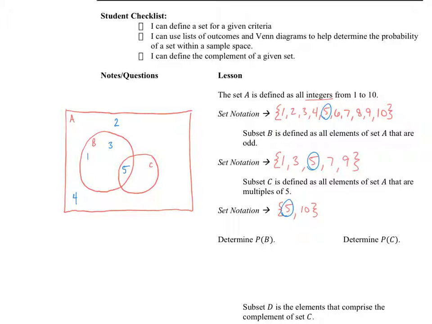6 is an even number, and it is an integer between 1 and 10. 7 is an odd number in that same set. 8 is even. 9 is odd. 10 is within 1 and 10. It's an integer between 1 and 10, but it's also a multiple of 5, so 10 has to go in here. So this is a good way to visualize everything you're looking at.